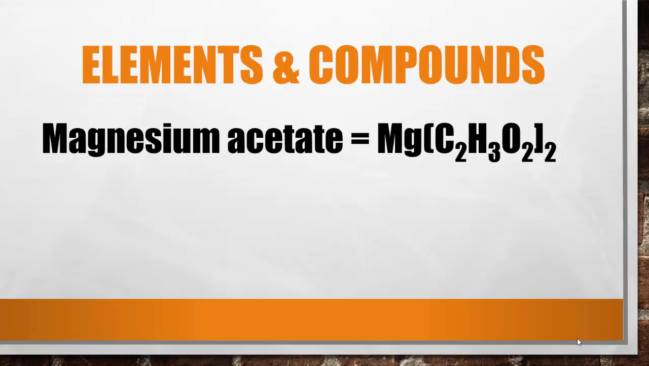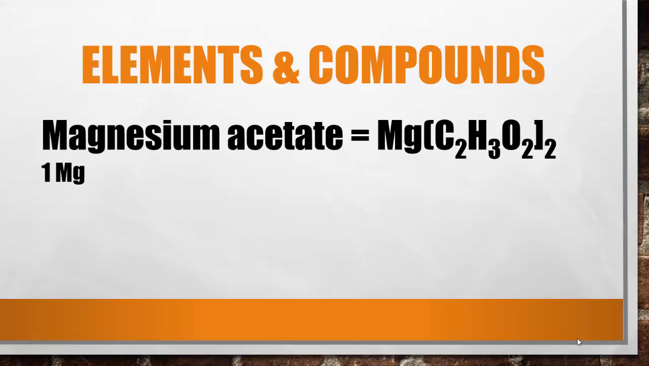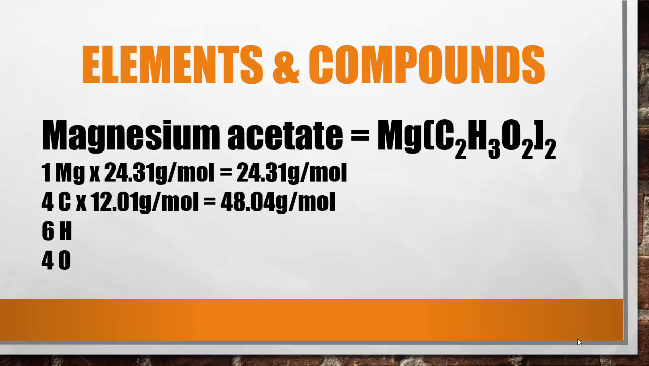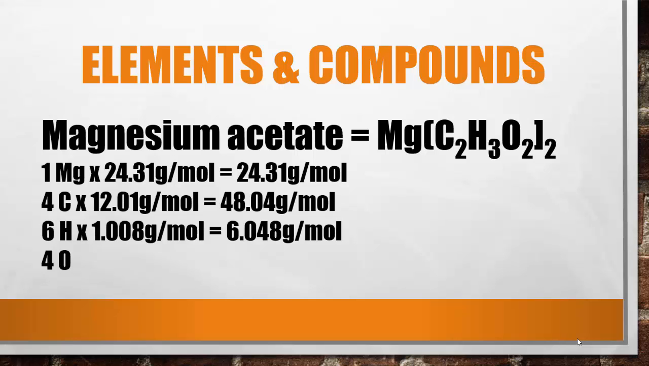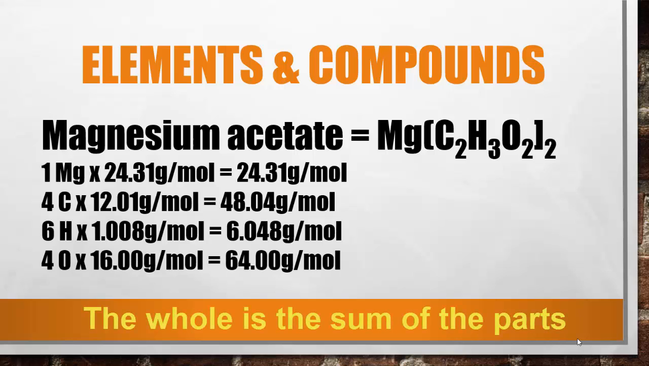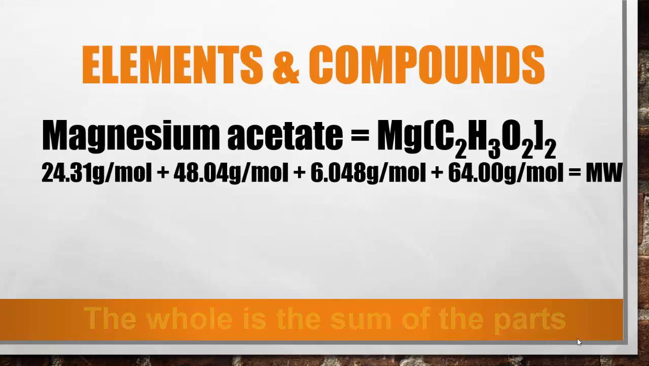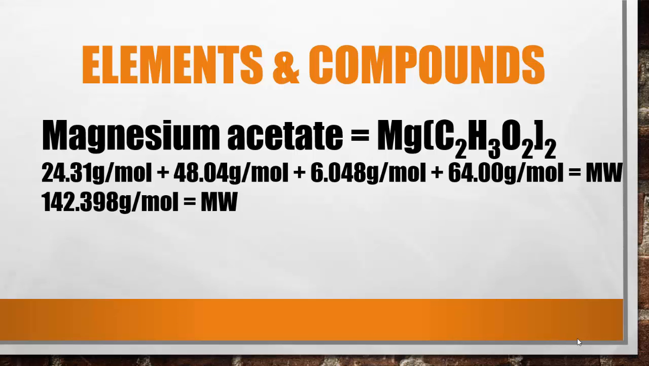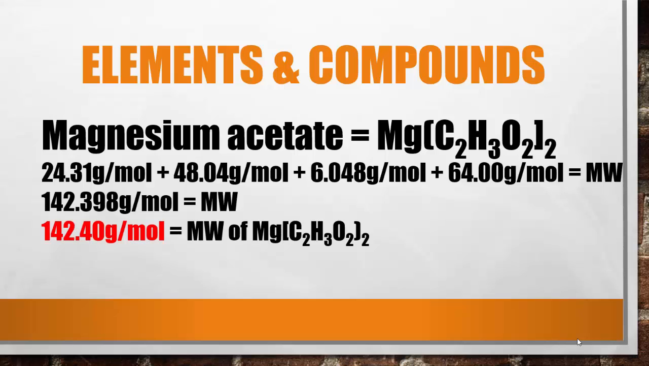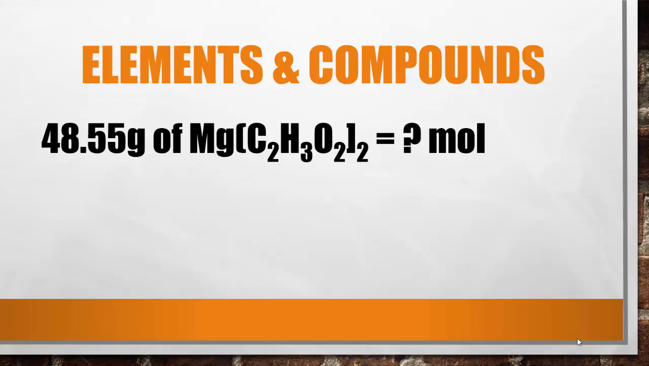So now you take a look at magnesium acetate. 1 magnesium, 4 carbons, 6 hydrogens, 4 oxygens. Here are the contributions of each element to the whole. And the whole is the sum of the parts. So when you add it all up, you get a molecular weight in correct significant figures of 142.40 grams per mole.